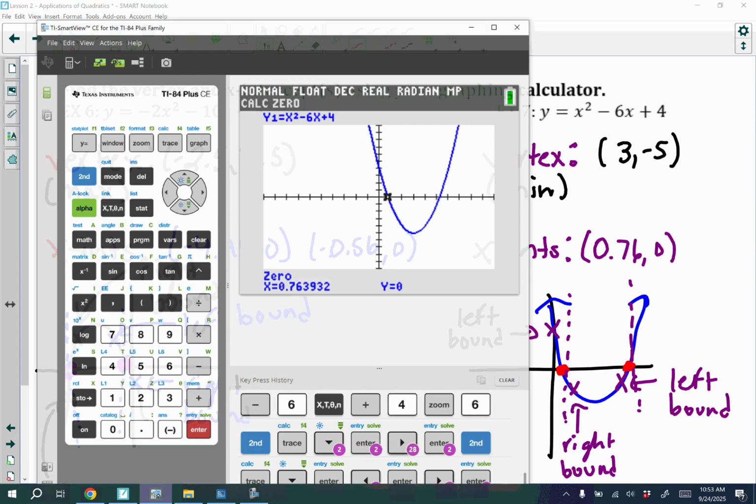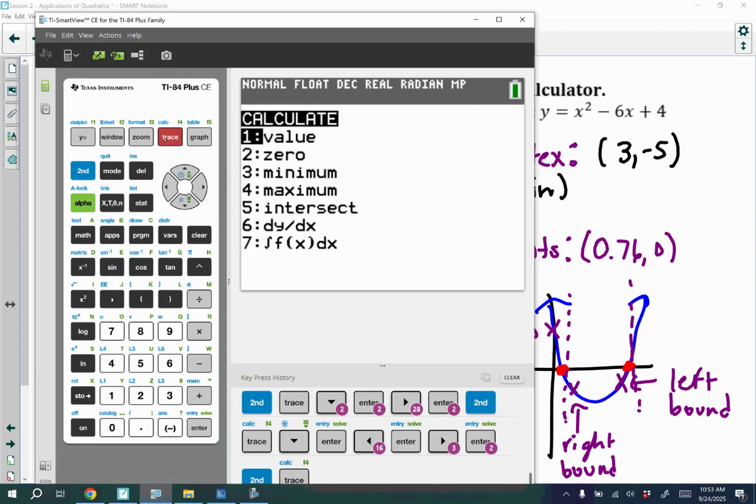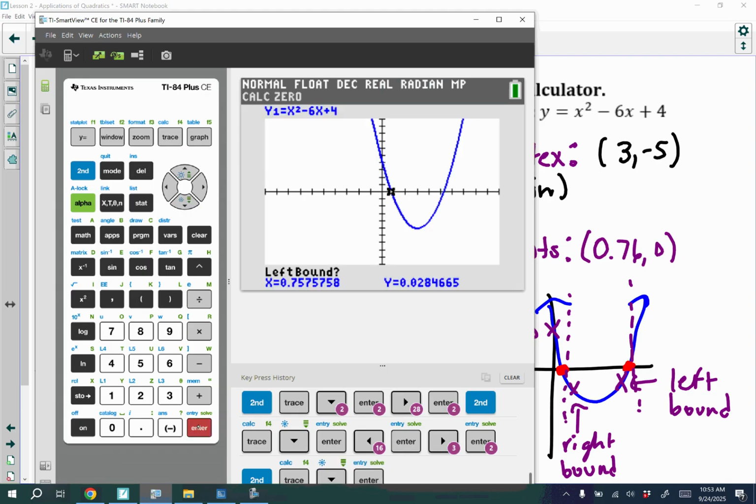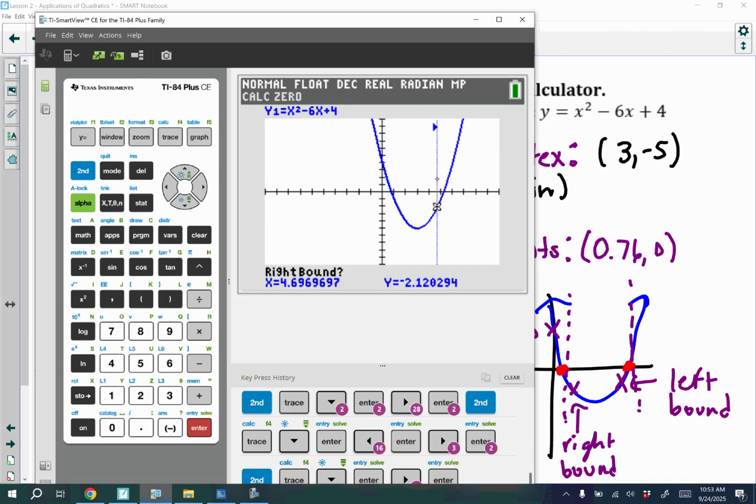Once again, I need to do second trace. I need to go to 0. And then I need to place my cursor below that x-intercept, below it. If you have it on the other side, it's going to say error. It's not going to work. So make sure this is below it, but past the vertex. So somewhere here is good. Now, right bound means I just place it above the x-axis. This is good. Press enter.